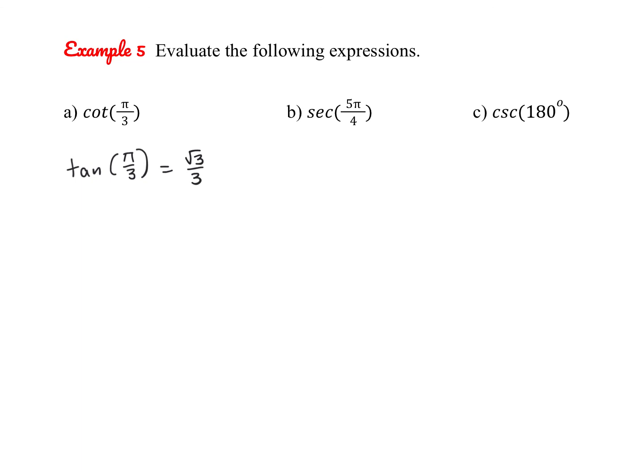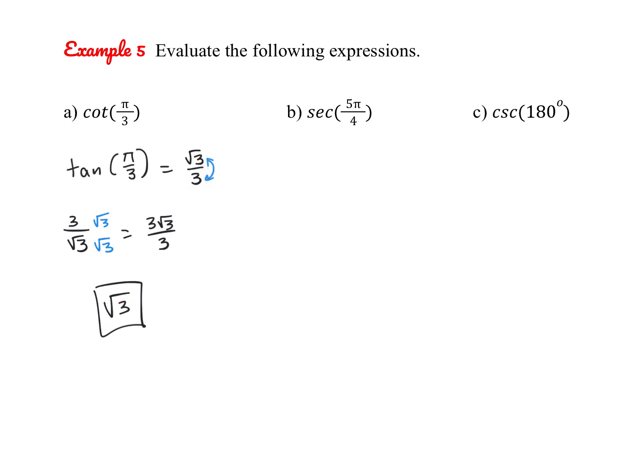So then if you take the reciprocal of this value, you get 3 over root 3, and then you could rationalize it, and you get 3 root 3 over 3, which ends up just being root 3. So again, work with the nicer function, and then just take the reciprocal of your answer from that.